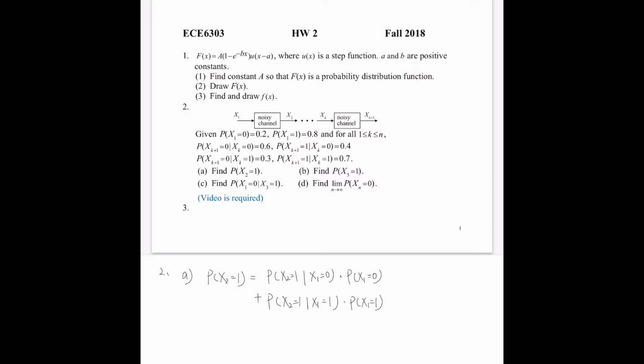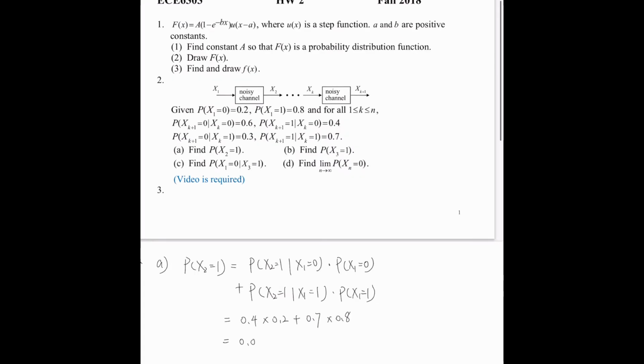This is probability of x1 is 1 and x2 is 1, which equals, we can see, probability of xk plus 1 equals 1 given xk equals 0 is 0.4 times probability of x1 is 0, which is 0.2, plus probability of xk plus 1 equals 1 given xk equals 1 is 0.7 times probability of x1 equals 1 is 0.8, which equals 0.08 plus 0.56 equals 0.64.